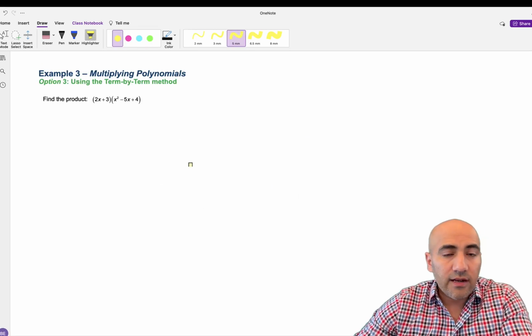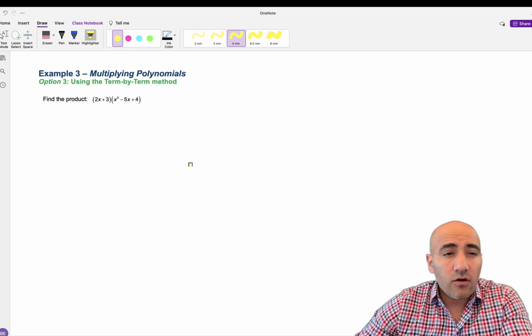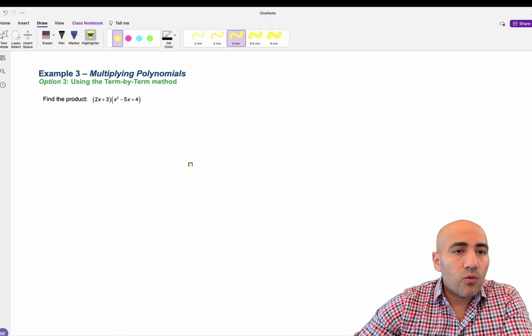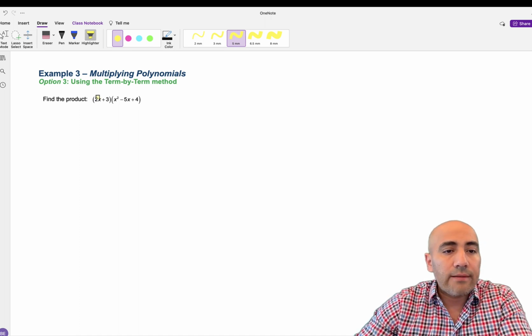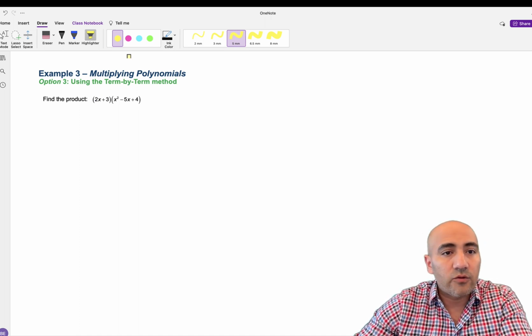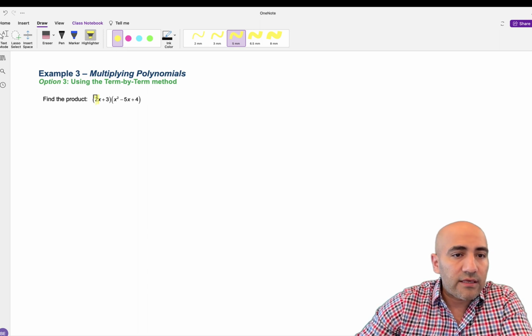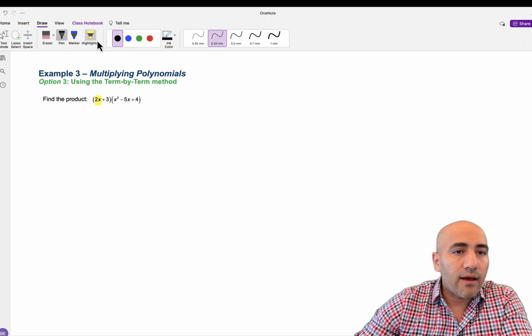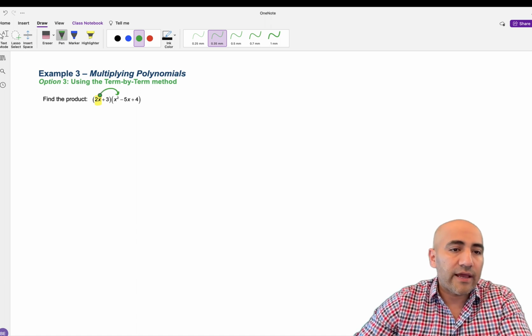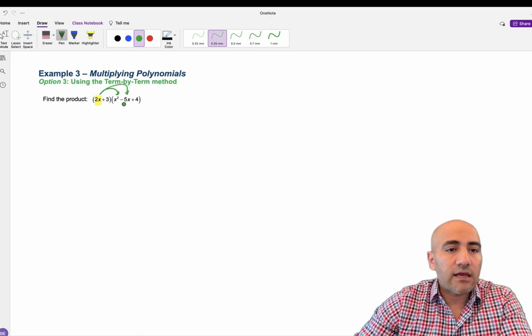Okay, and the last method I want to talk about is something I call the term-by-term method. It's the one I use the most, really. So what we do here is we take each of the terms in the first polynomial and multiply it by each of the terms in the second polynomial. So in this case, we would take the 2x and multiply that by each of the terms in the second polynomial. So multiply 2x times x squared, multiply 2x times negative 5x, and then multiply 2x times 4.